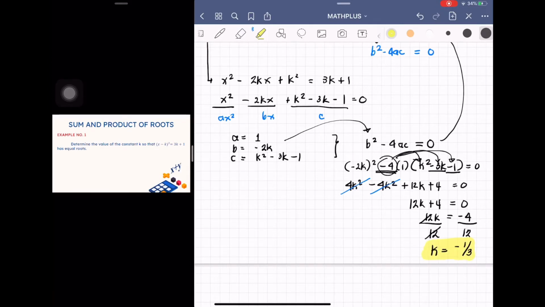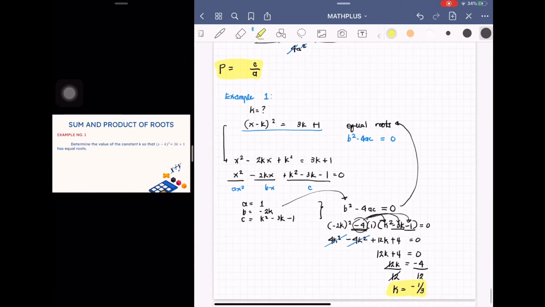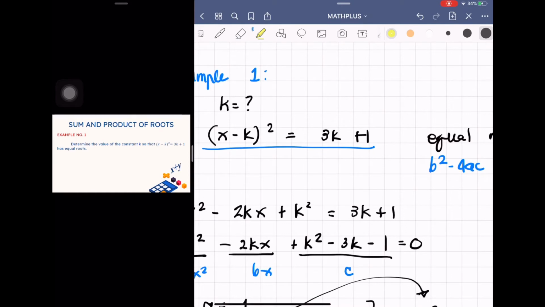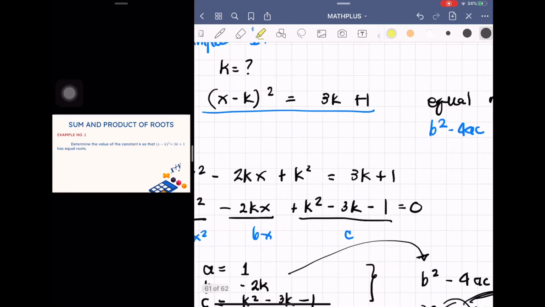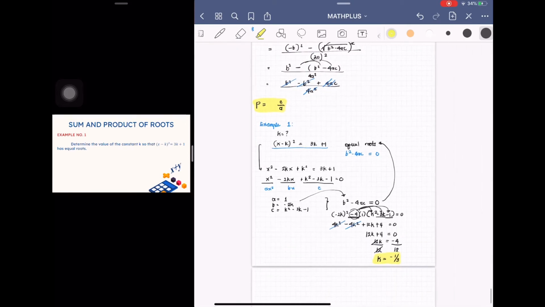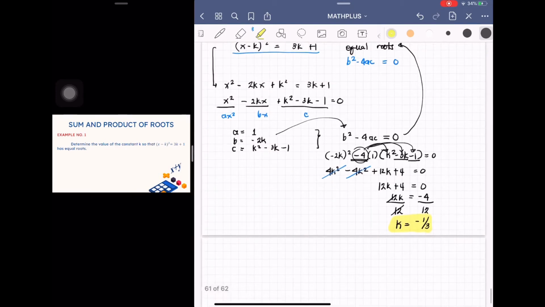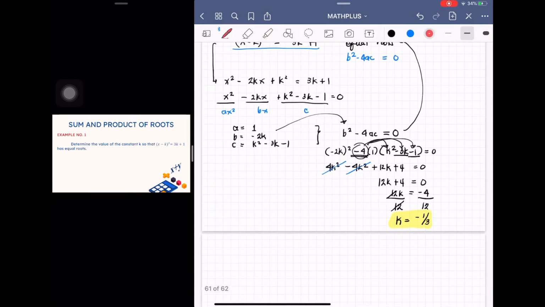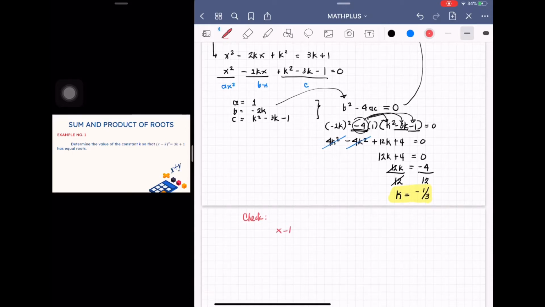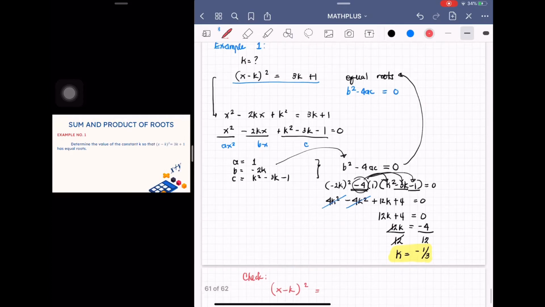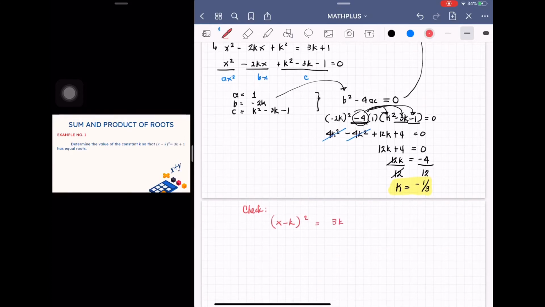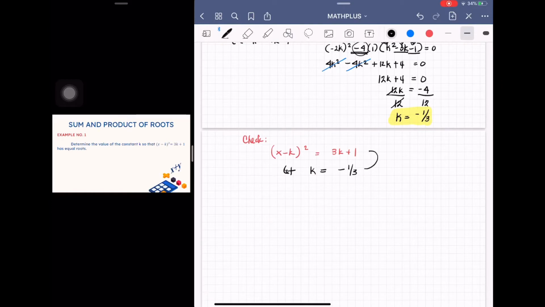What is the value of k in the relationship (x minus k) squared equals 3k plus 1 so that it creates equal roots? Now, if you want to check if your answer is correct, what you're going to do is, again, get your equation, that's (x minus k) quantity squared equal to 3k plus 1. We have to prove if the roots are equal. So we're going to let k be equal to the value we solved, that's negative 1/3. So we're going to substitute that in the original equation.